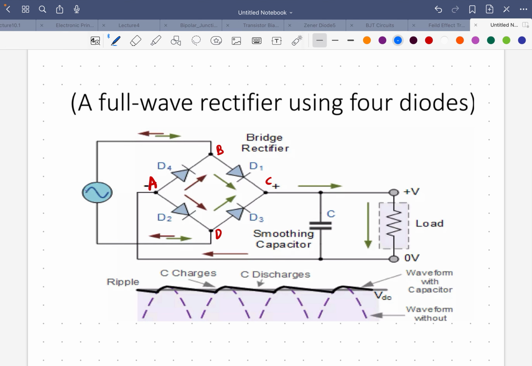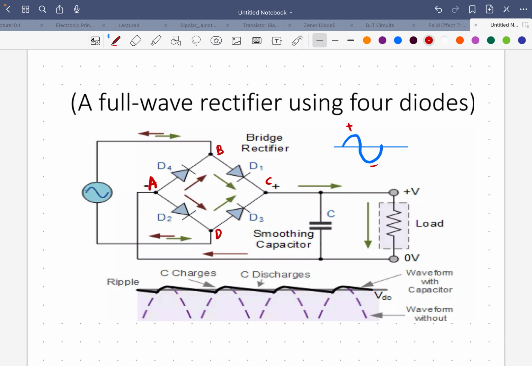This is Ali Darwish, and today I'll be talking about the full wave rectifier, which uses four diodes. The full wave rectifier converts the alternating current to direct current. So we all know that the alternating current wave is a sinusoidal that has two sides. Let's assume that this is the positive and this is the negative side.